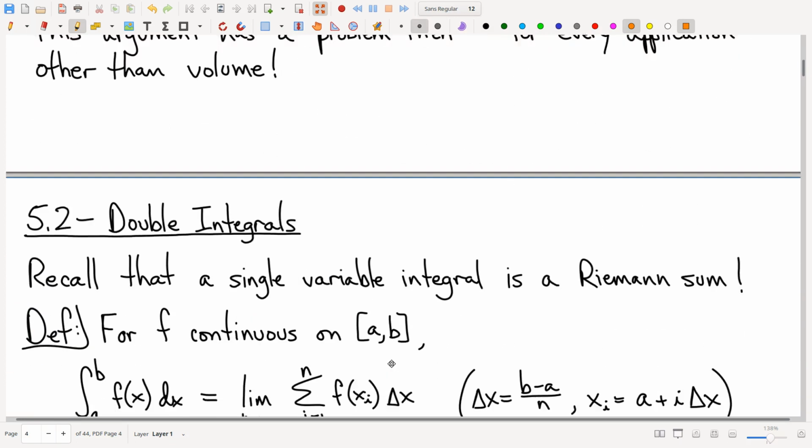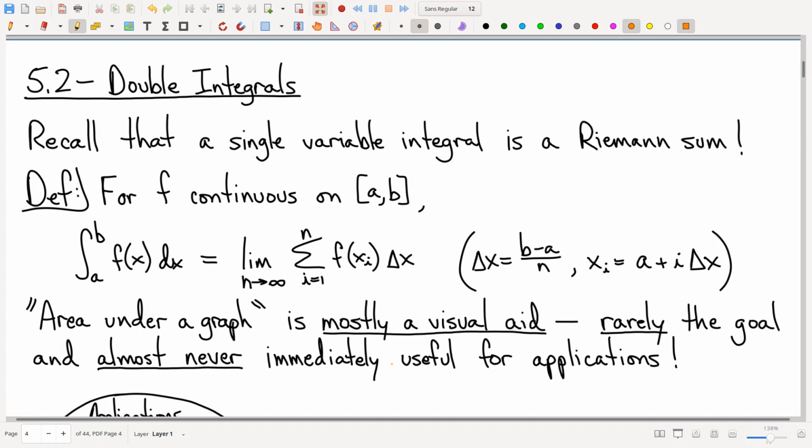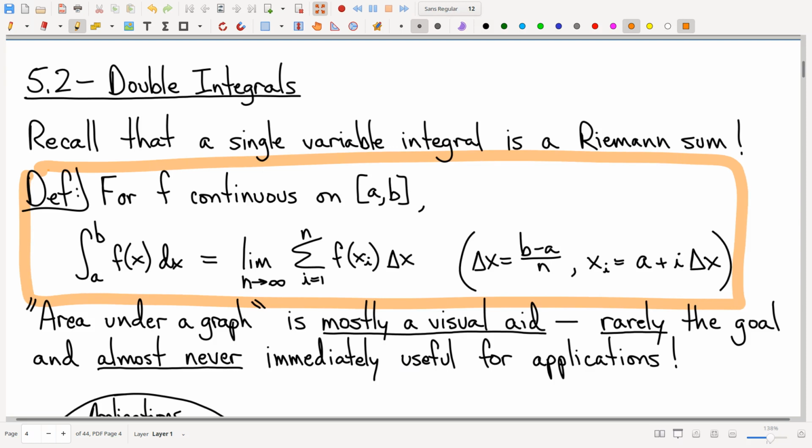All right. Okay, let's talk about double integrals. New idea. Before I go into this, I want to remind y'all about single variable integrals. Here's the definition of a single variable integral. It's a Riemann sum, right? A single variable integral is a Riemann sum, like so. Bunch of details to be worried about.